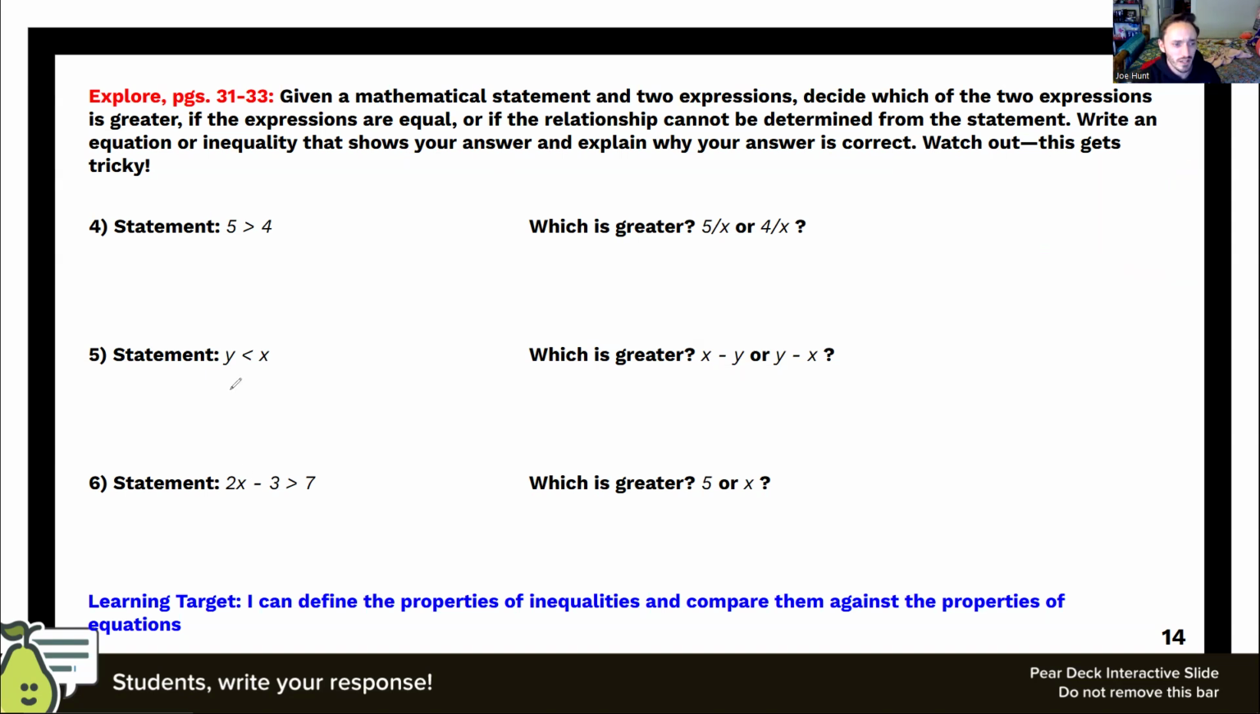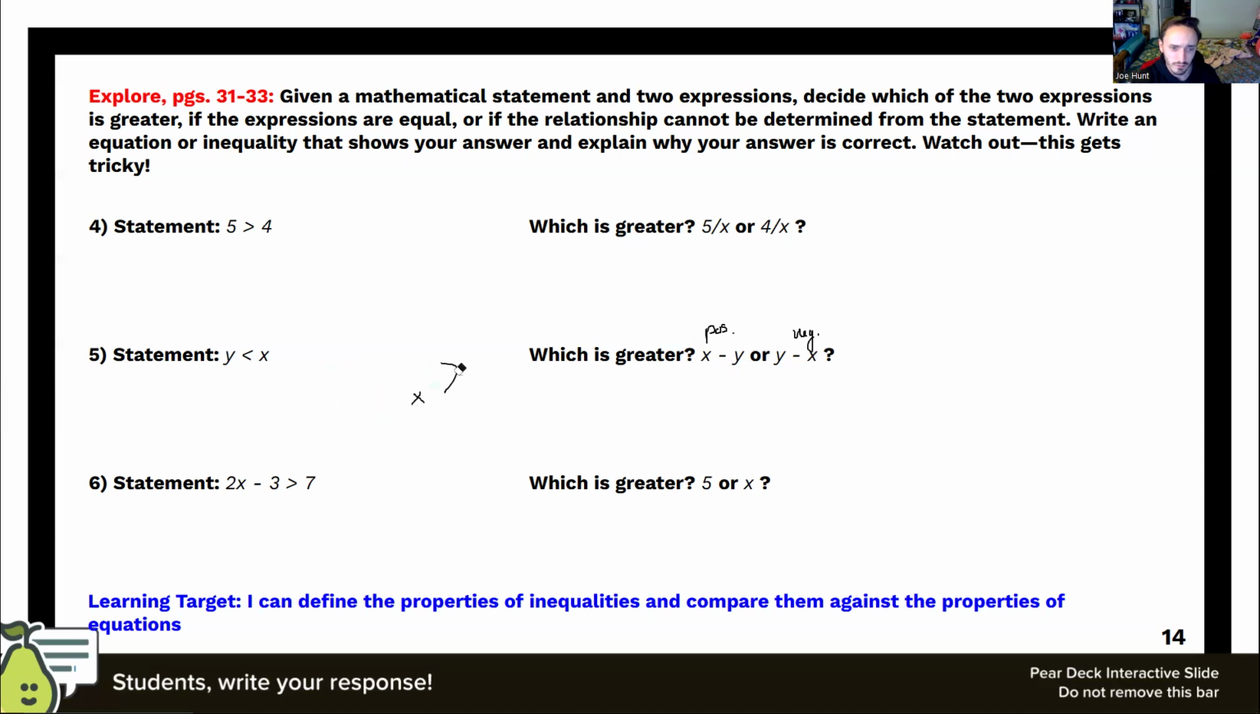Now, let's say that we move on to statement 5, that y is less than x. We're trying to figure out which is greater, x minus y or y minus x. Again, there's some casework that can be done here. If we assume that both of these are positive numbers, but x is a larger positive number than y, then x minus y would yield a positive number. Y minus x, on the other hand, would yield a negative number. If I had 3 minus 4, that's negative 1, versus 4 minus 3 is positive 1, right? So it would turn out that x minus y is the larger value than y minus x.